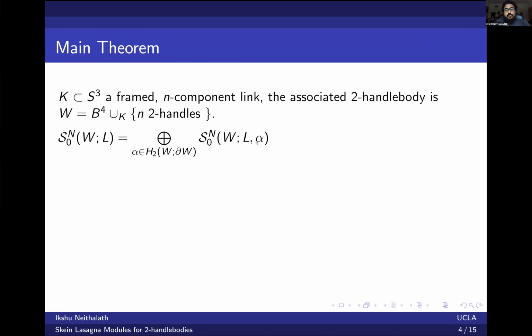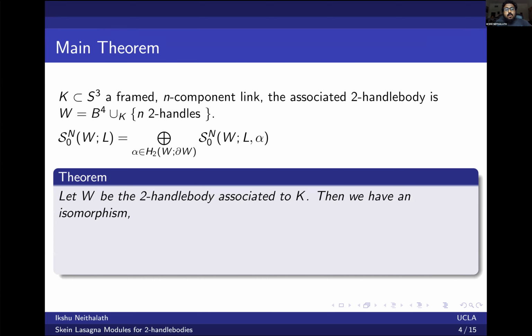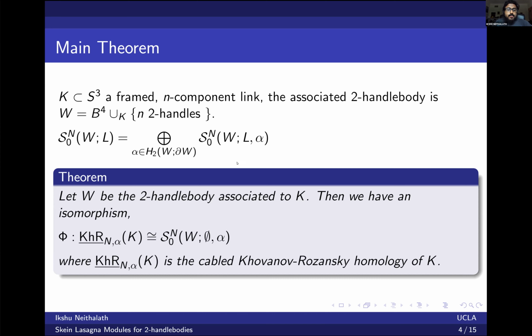Great, so now we have enough to state the main theorem, which is the following. Let's say we have a two-handle body associated to some framed link. In that situation, we have an isomorphism between the skein lasagna module of the two-handle body, with just the empty link in the boundary, and the cabled Khovanov-Rozansky homology of that framed link. Okay, so this is the theorem I want to discuss today.